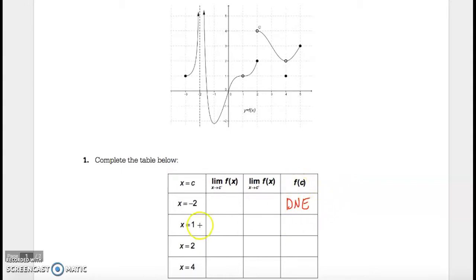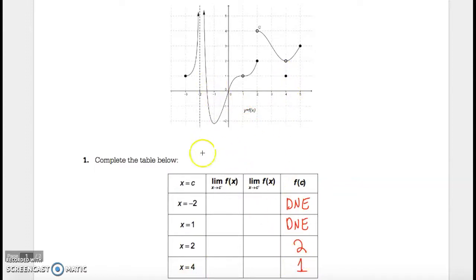So let's see, f of 1 would be, again, undefined. f of 2 would be 2, because when I go to 2 on my graph, I have a point. It's actually at 2. And then f of 4 would be the point that's actually at 4, so that would be at 1.